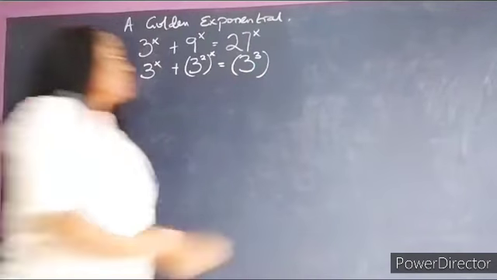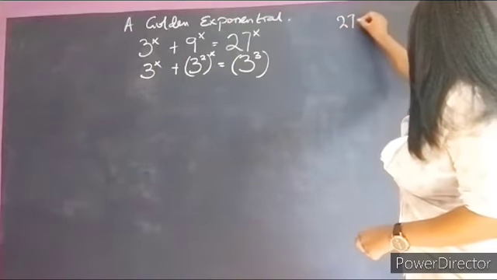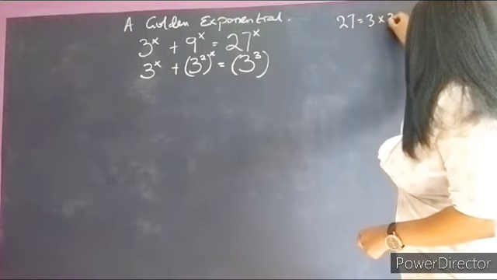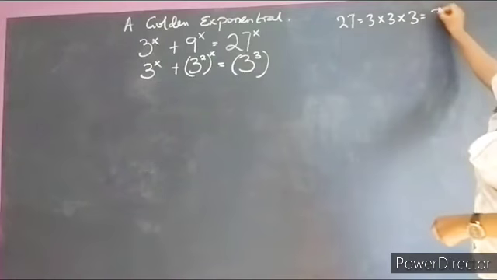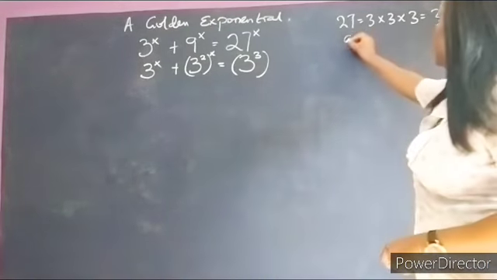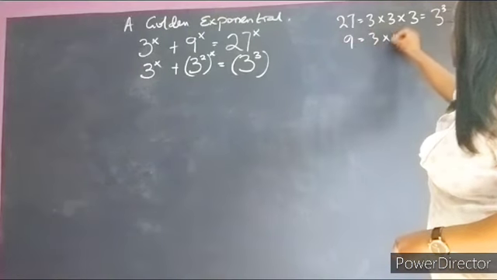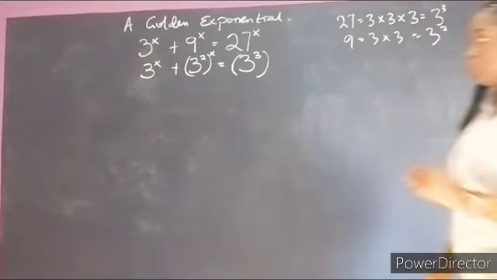On this other side, just take a good look at this. 27 is equal to 3 times 3 times 3, which is the same thing as 3 raised to power 3. 9 is equal to 3 times 3, which is the same thing as 3 raised to power 2.